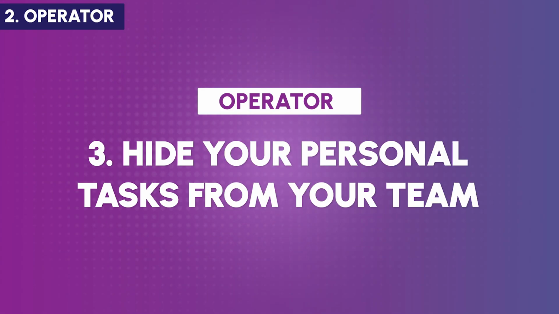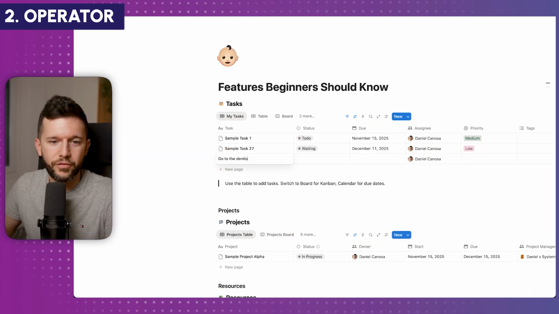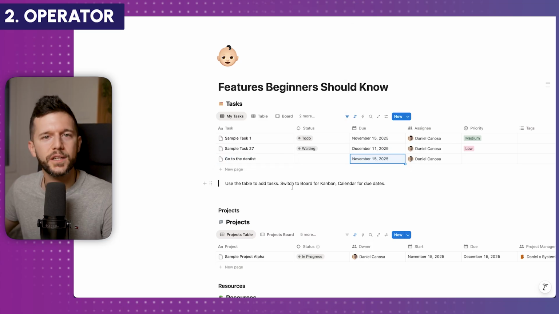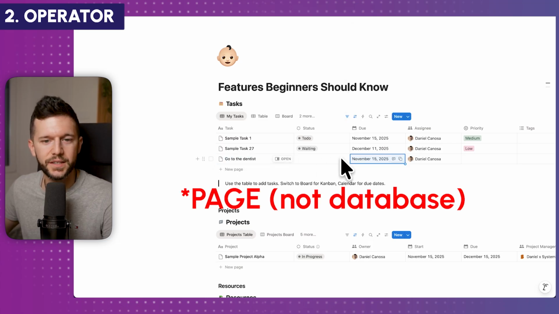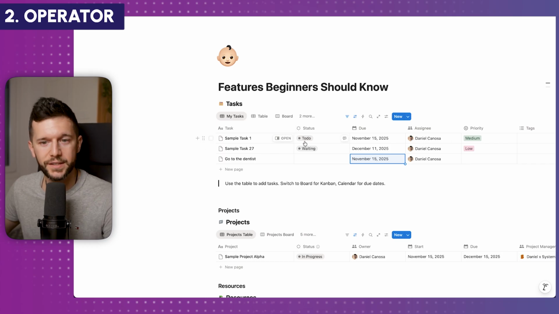But now let's say that everybody in the team is using the same tasks database, but you want to use this database for your dentist appointment that is due tomorrow, and you don't want people to actually see this database. Well, right now, everybody will have access to it, but we can change it. We can make it so only the assignee of a task can see that task.